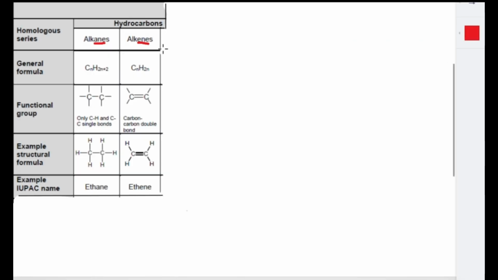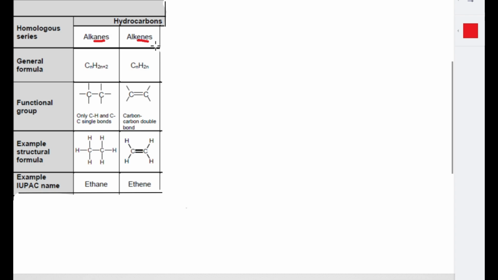Let us look at the second homologous series, which is the alkenes. This is the second homologous series that we're going to look at in grade 12. They will end with ENE. That is the ending, so they end with ENE. That's how you see the alkene. They will always end with ENE.